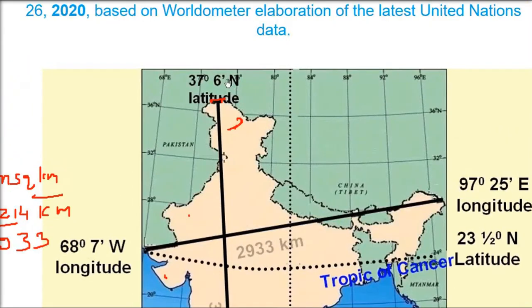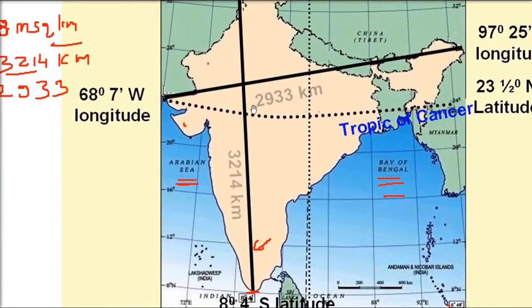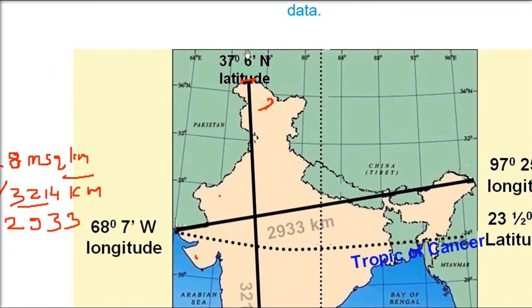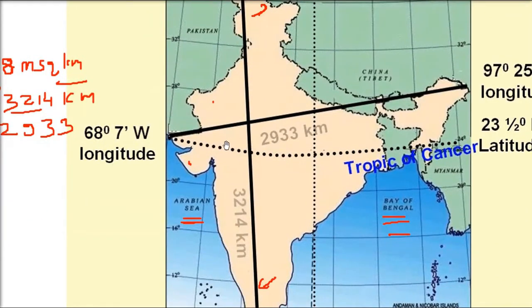So 8 degree 4 minute, and we go up to which point? 37 degrees 6 minute latitude, the horizontal lines. So if you take the difference, it's around 29-30 degree. So the latitudinal stretch is around 30 degree.